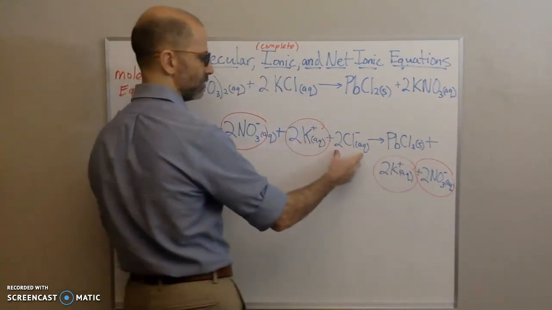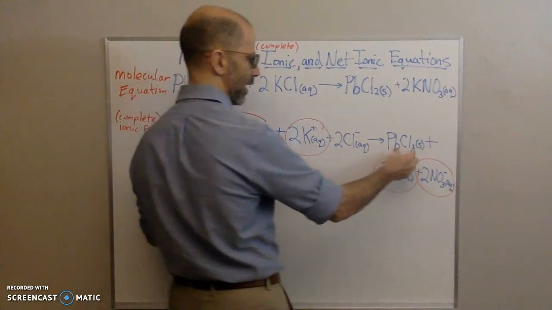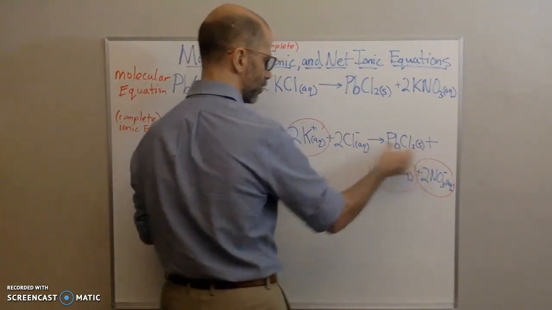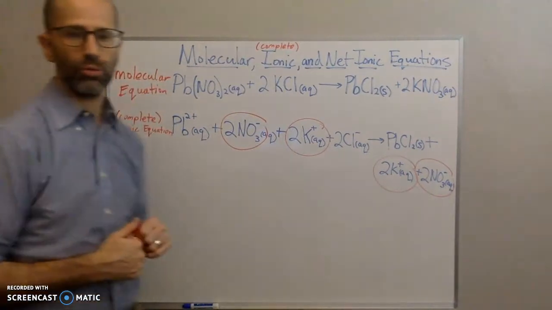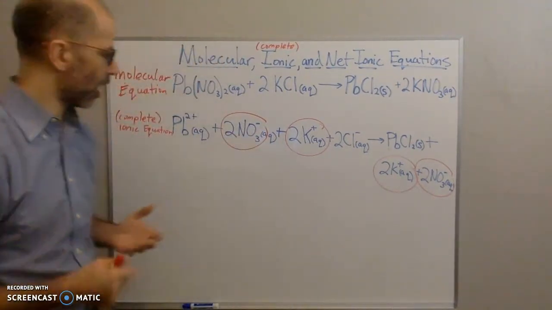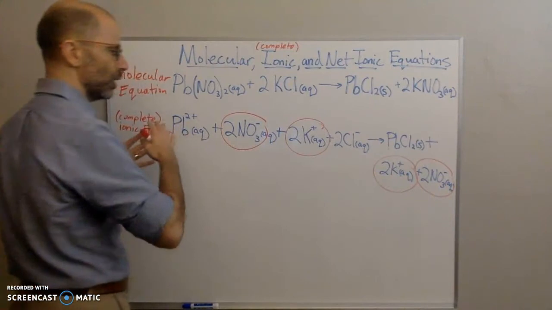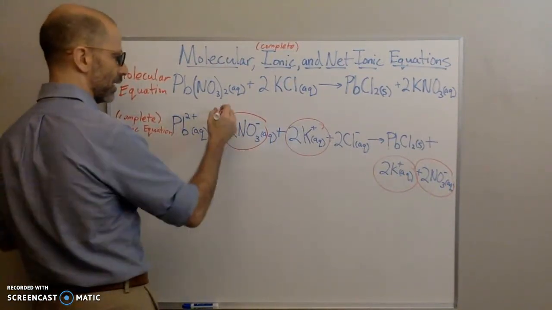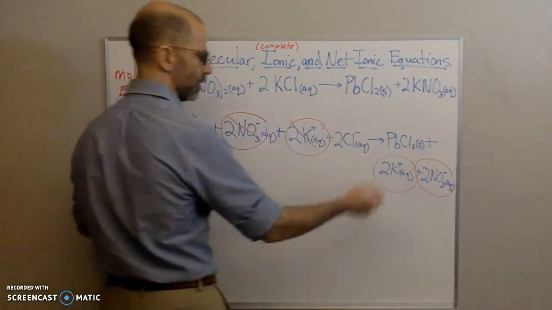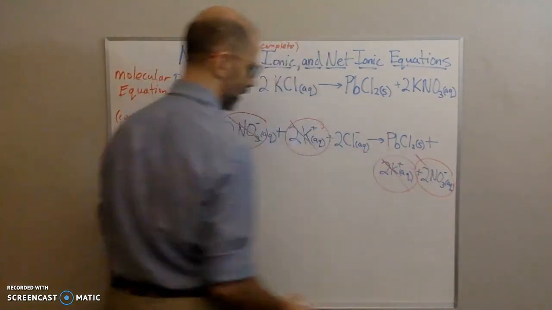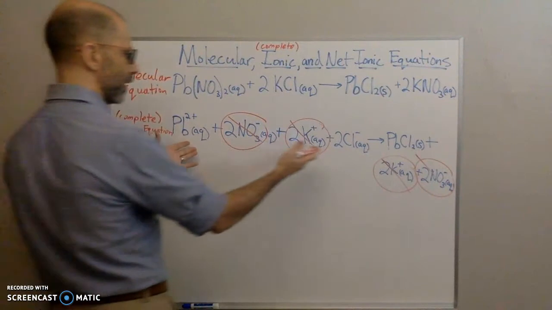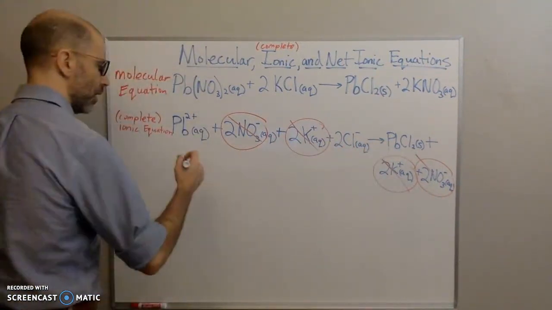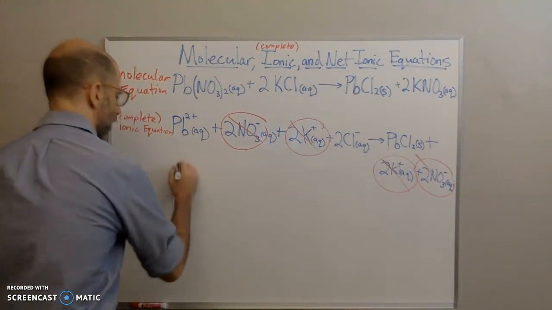And here you can see the 2 chloride ions end up in the solid. And so these are players. When you figure out who the players are, you eliminate the spectators from the reaction. So we're going to cancel out the spectator ions, and then the players are the ones that are left. If you write those down, that will be your net ionic equation.